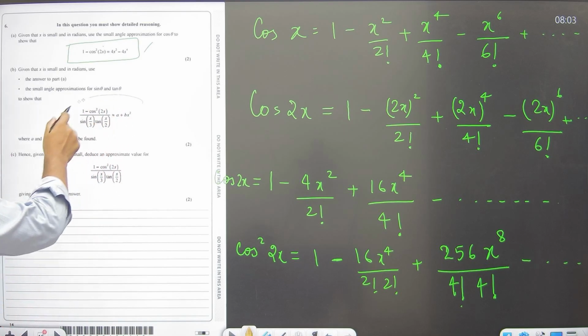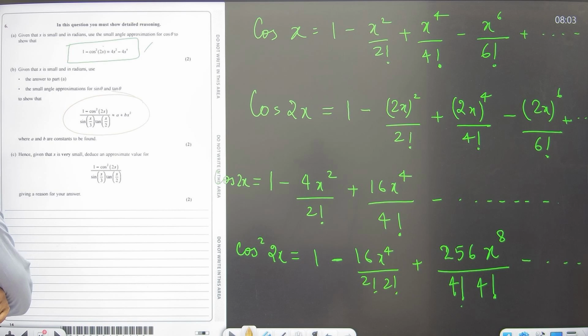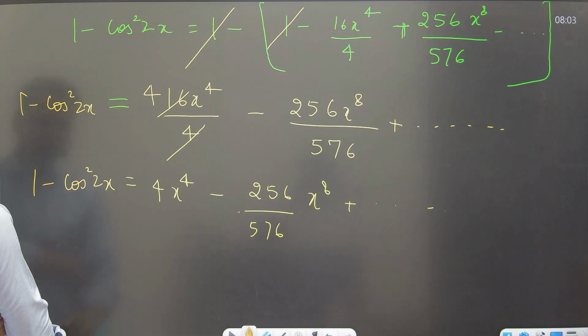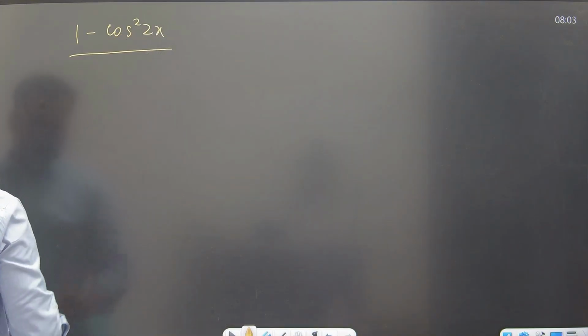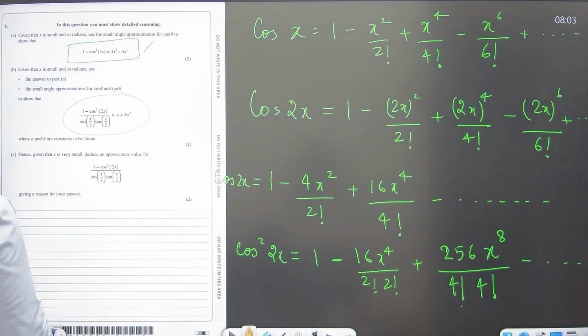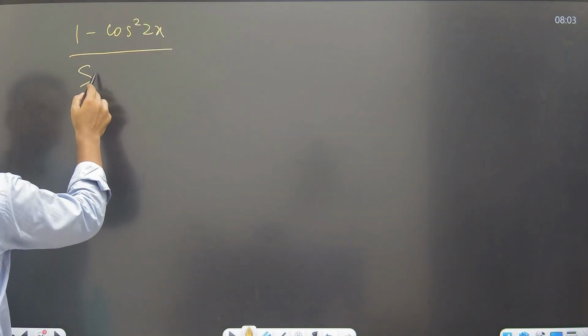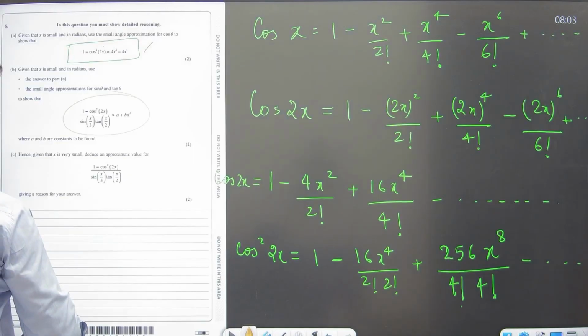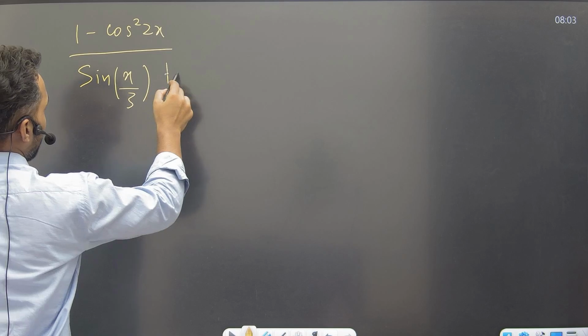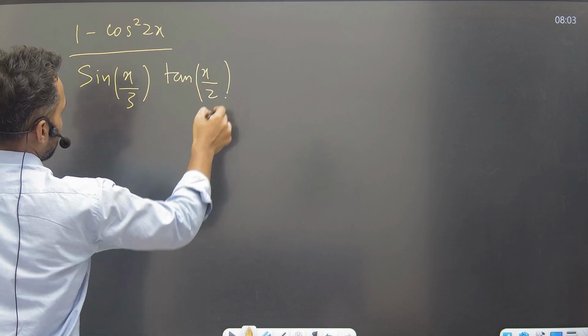Okay, let's come to this part. 1 minus cos square 2x upon sin x by 3 cross tan x by 2 is equivalent to a plus b x square. So this is the easier part. 1 minus cos square 2x upon sin x by 3, tan x by 2.